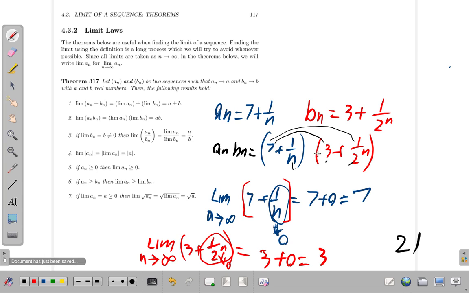Now let's multiply them. 3 multiplied by 7 equals 21. So we have found the limit of one function, found the limit of the other function, and multiplied them, and we got the same answer. If we multiply the limits, 3 by 7, we get 21, which in this case would be AB. So that's an example of the second result.